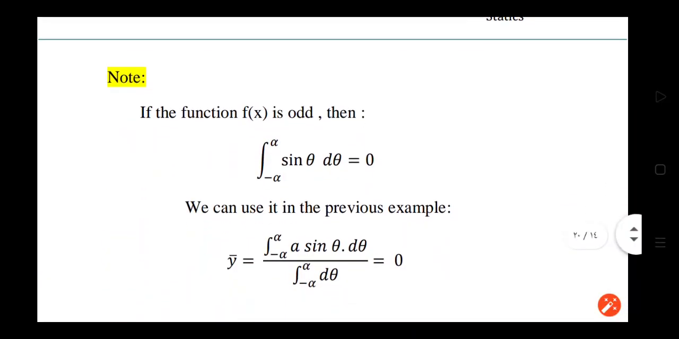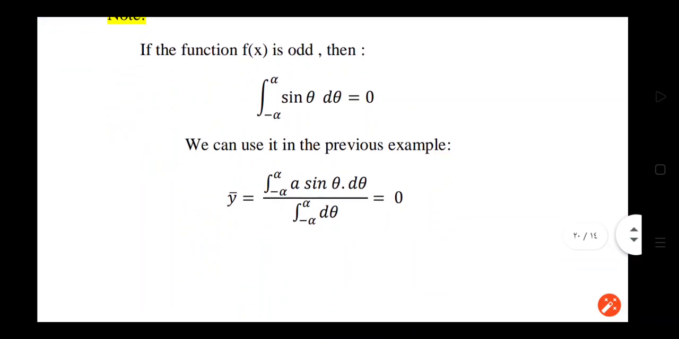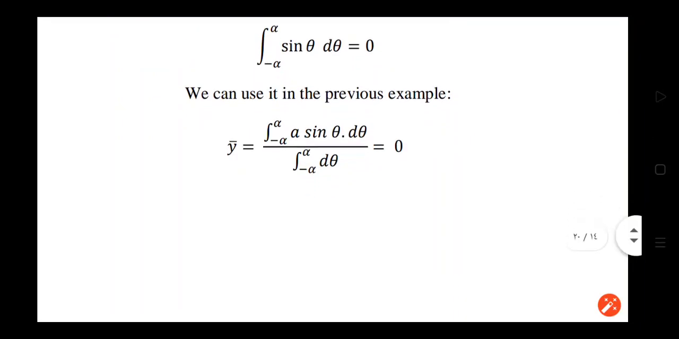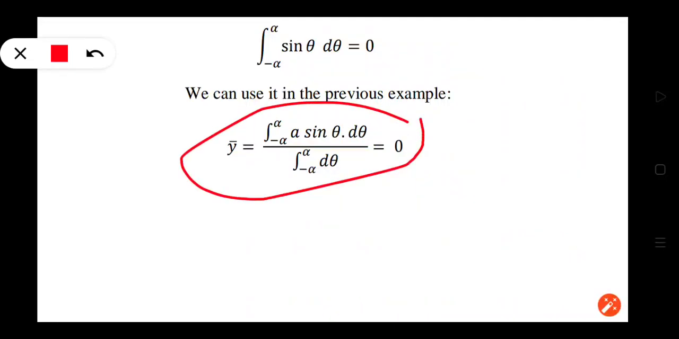Note that if we find the integration of an odd function from a negative value to the same positive value, then it equals 0. So from the previous example, we can find y bar: the integration from negative alpha to alpha for sine theta is equal to 0.